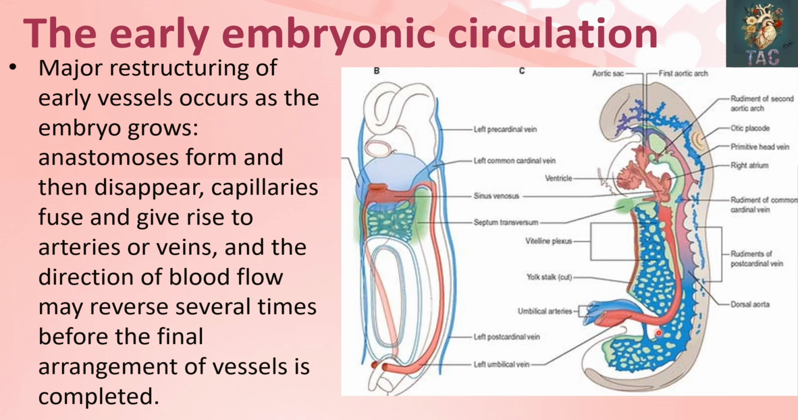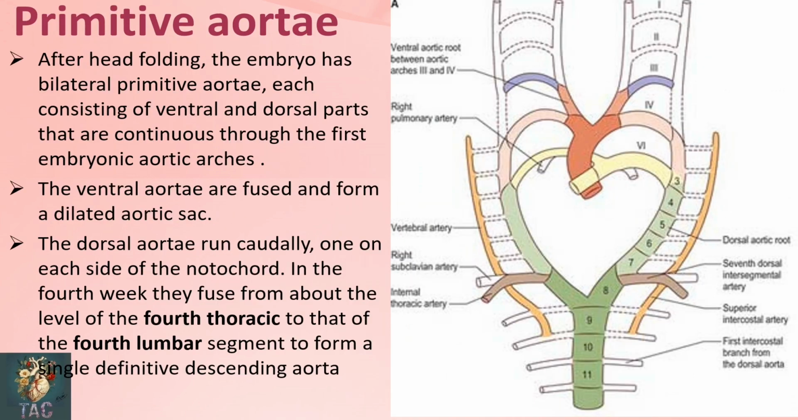So different channels are formed by the capillary plexus, then they appear, then they disappear, then they coalesce forming different blood vessels. Then there is the reversal of the blood flow several times before the final arrangement of the vessels is completed. So, the primitive aorta: after the head folding, the embryo has bilateral primitive aorta.